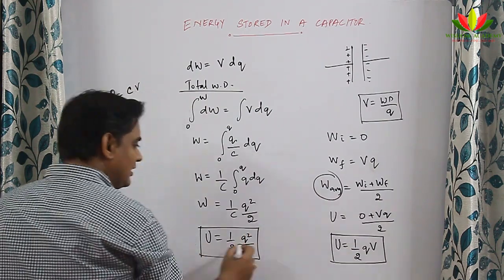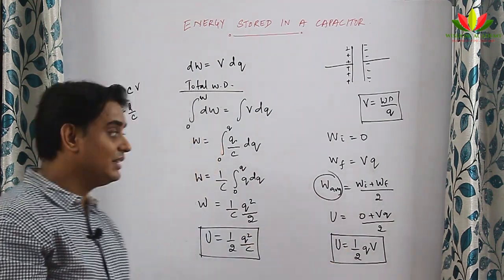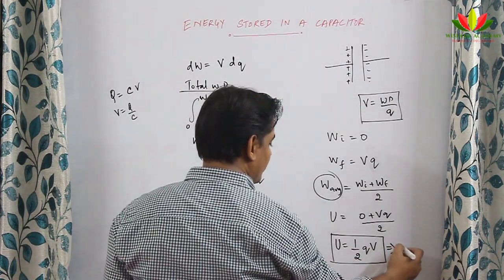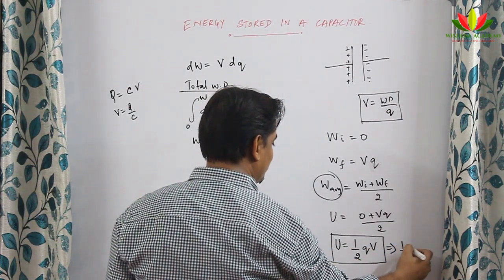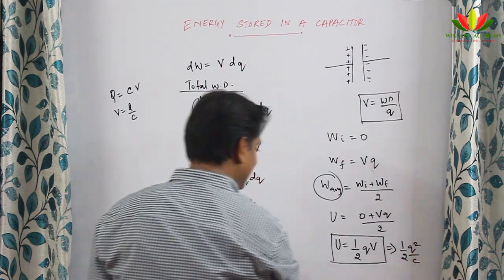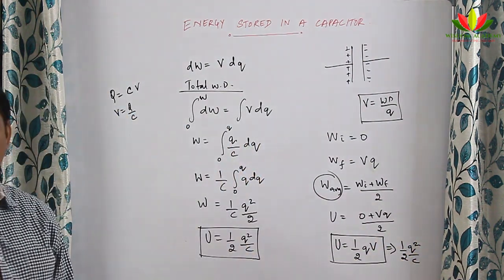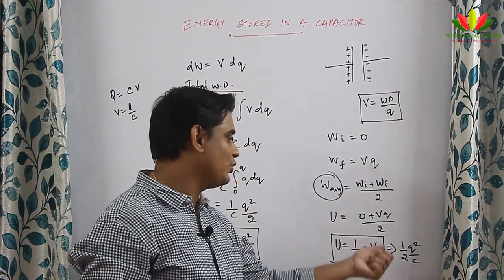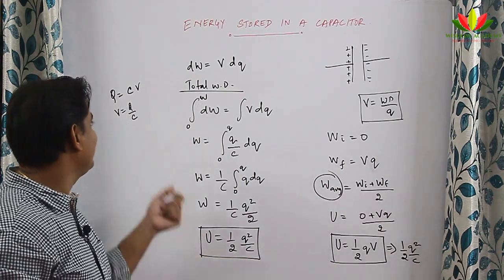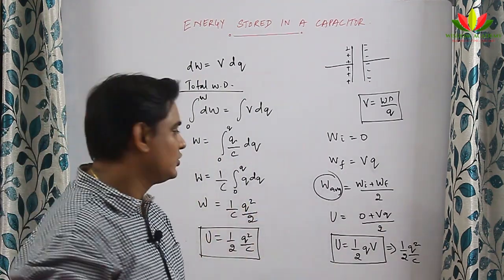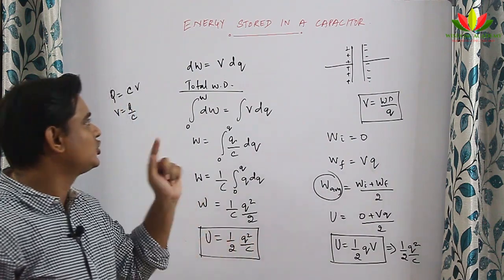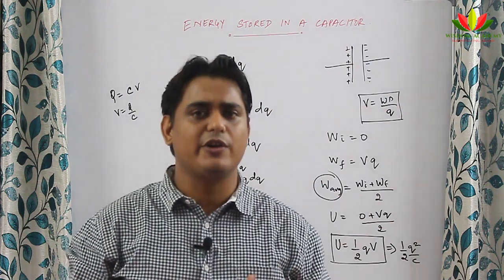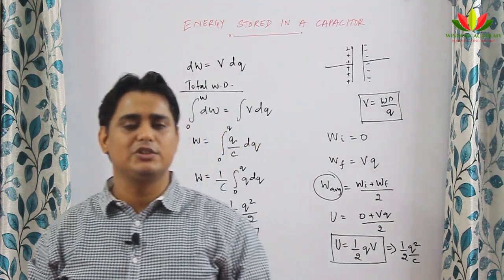Someone can say these both are not the same. Is it not the same? See here, instead of V, if I put Q by C here, then what you will get? You will get half Q square by C. These are different ways how I write the energy stored in a capacitor. I can write half into QV or half into Q square by C, or I can even write in terms of only C and you will get a third expression. So what we came to know? We came to know that energy stored in a capacitor is half into QV or half into Q square by C, and you can use both the methods to find the energy stored in a capacitor.